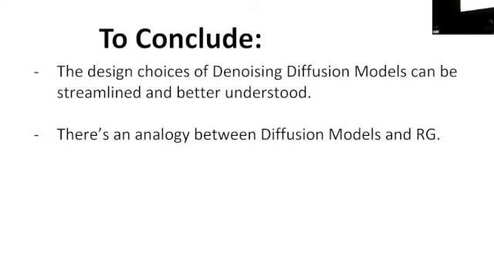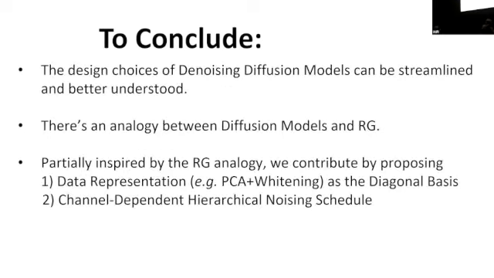Okay, I'm concluding now. A few things. The design choice of diffusion models can be streamlined and better understood. I think everyone agrees with that, and there are different efforts in doing this using other points of view, which I have no time to review. I apologize. Second, we point out that there's an analogy between diffusion and RG, and partially inspired by the analogy, we contribute by proposing that you first choose a data representation as the diagonal basis, and then we have some recommendations of what you could try to do.